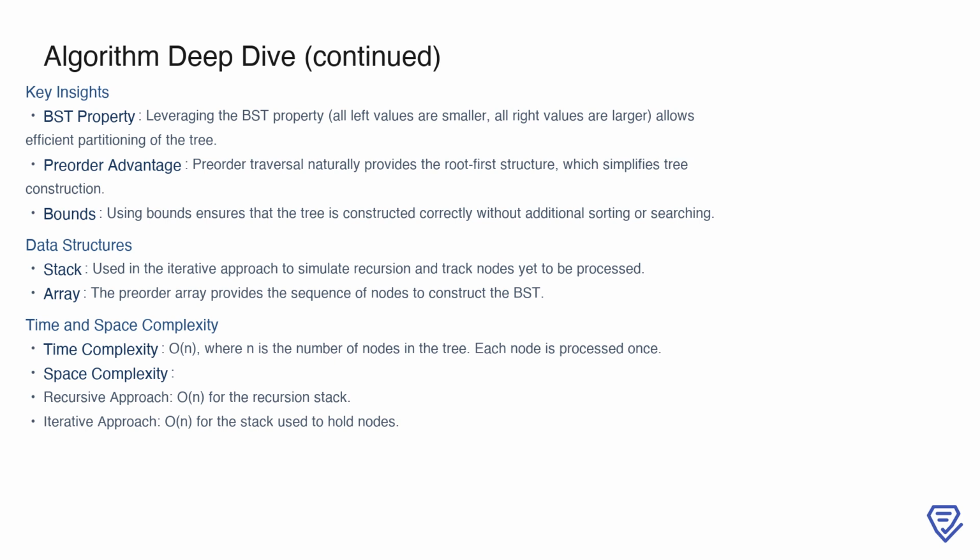Space complexity depends on the approach. The recursive method uses O(n) space for the recursion stack, while the iterative method also uses O(n) space for the stack that holds nodes during construction. Both methods are efficient and well suited for this problem.